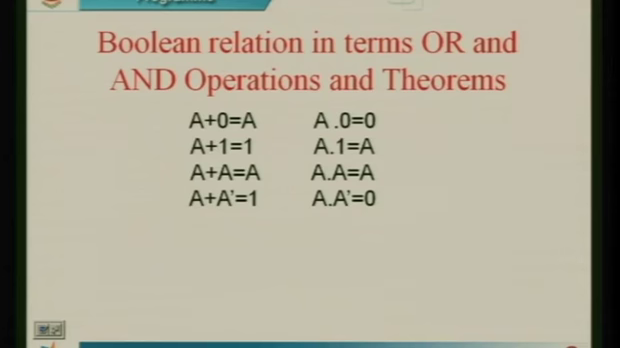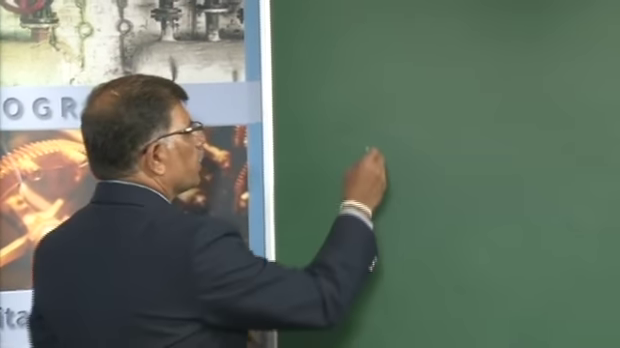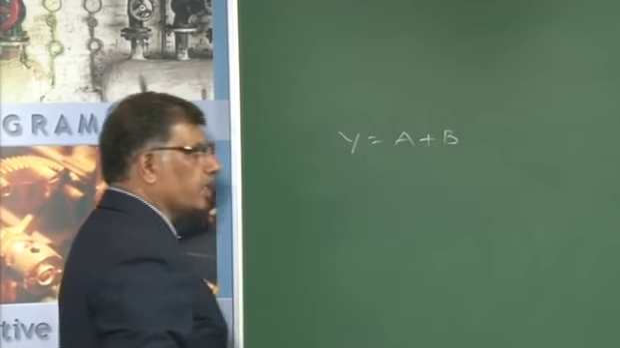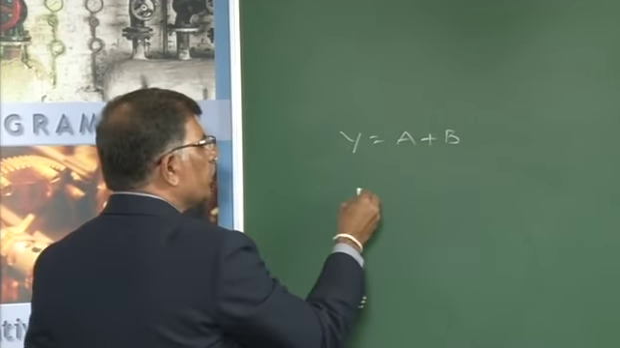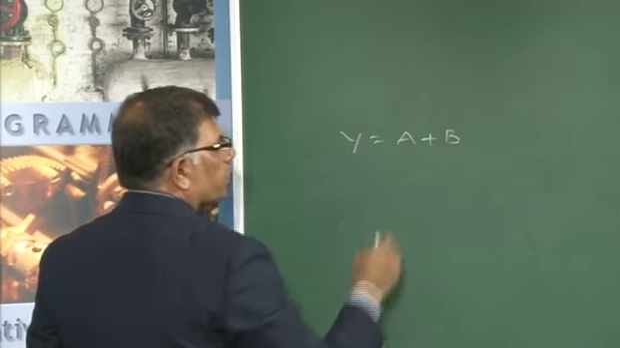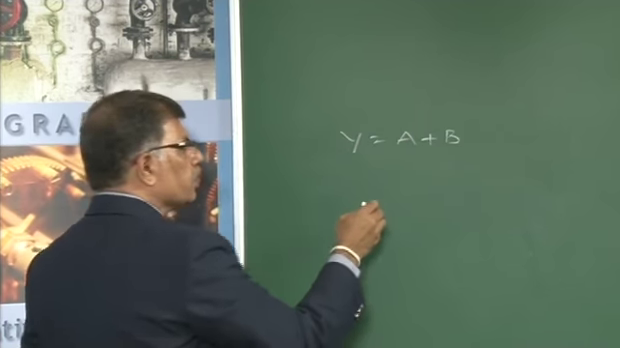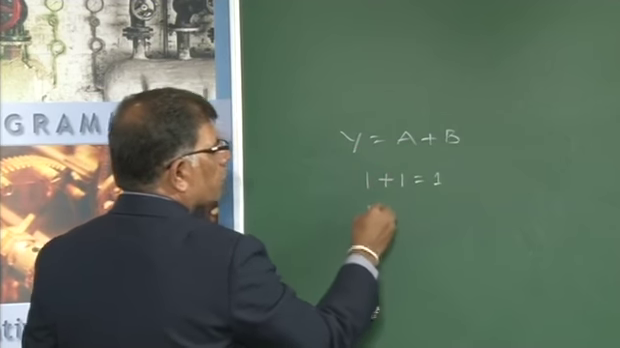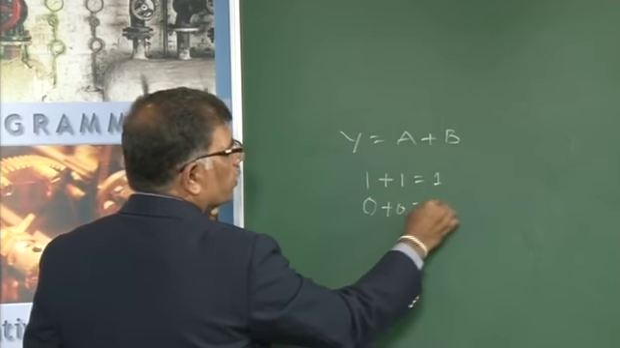OR operation means, as we have seen in the previous cases, there will be two inputs for an OR gate and the output is equal to 1. So when I say y is equal to a plus b, it is a logical expression for an OR gate. If I take a plus b, let's see what relation exists. If I give 1 plus 1, it is equal to 1. 0 plus 0 is equal to 0.